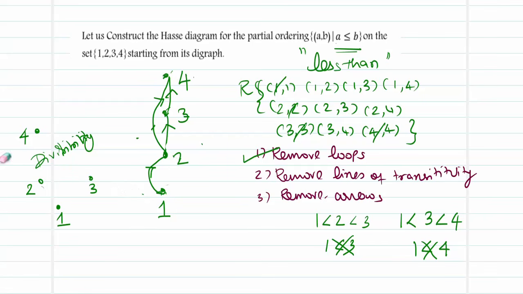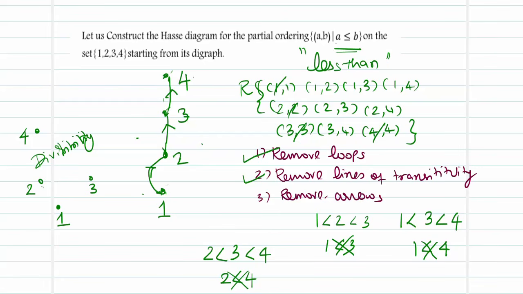I know that 2 is less than 3 and 3 is less than 4. So 2 is less than 4 is a line of transitivity, so I can remove it. I remove the line from 2 to 4. So I have removed all the lines of transitivity from this set, and I have been left with this resultant graph. I have removed loops, I have removed transitivity.